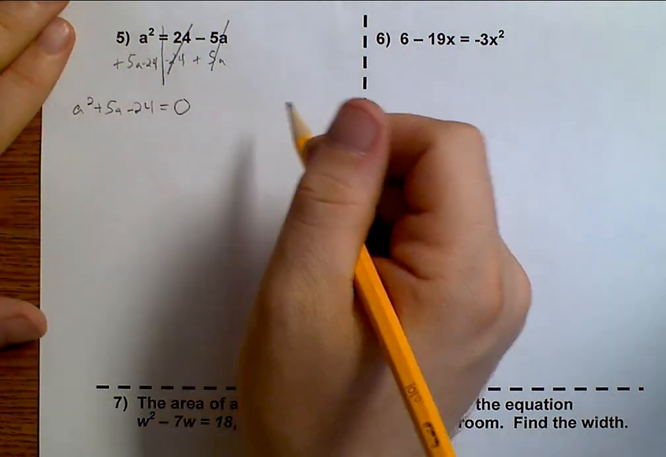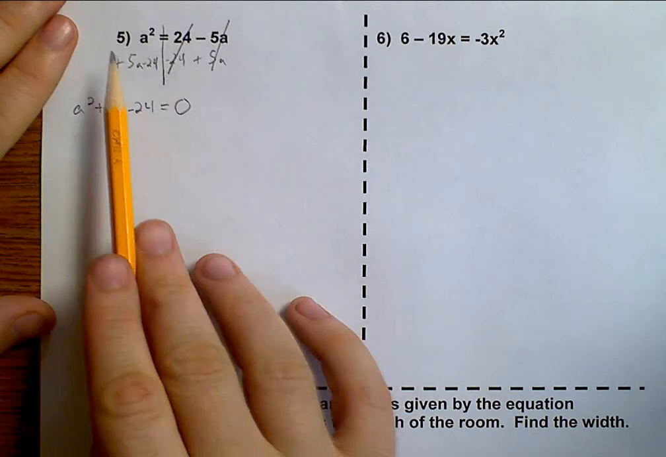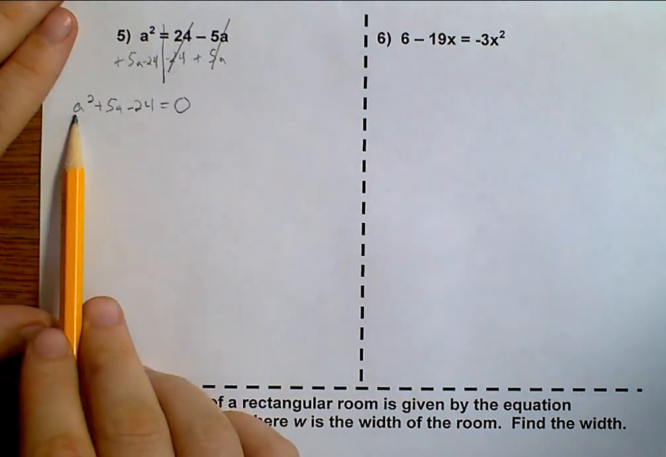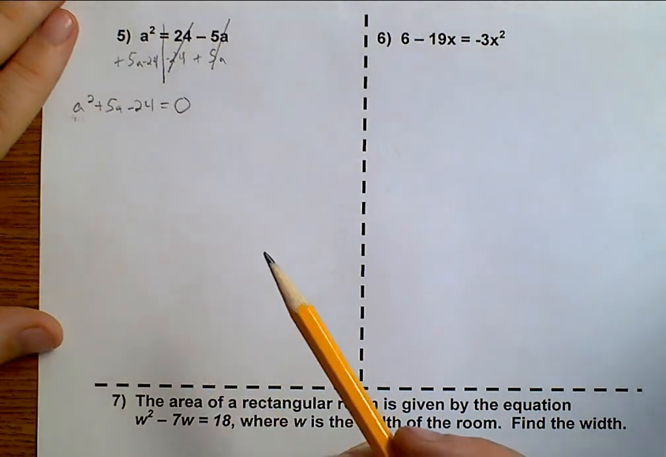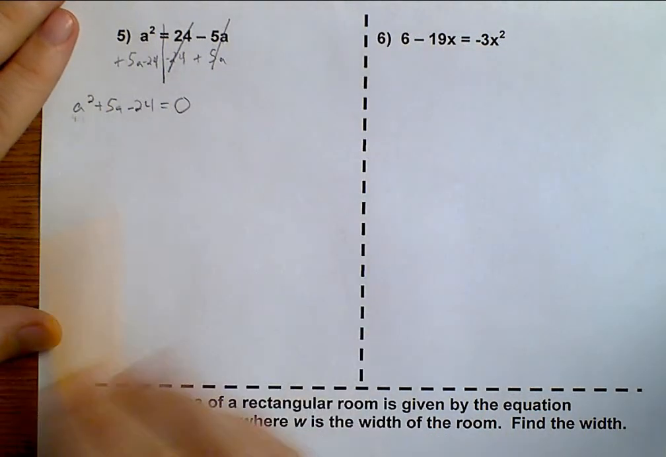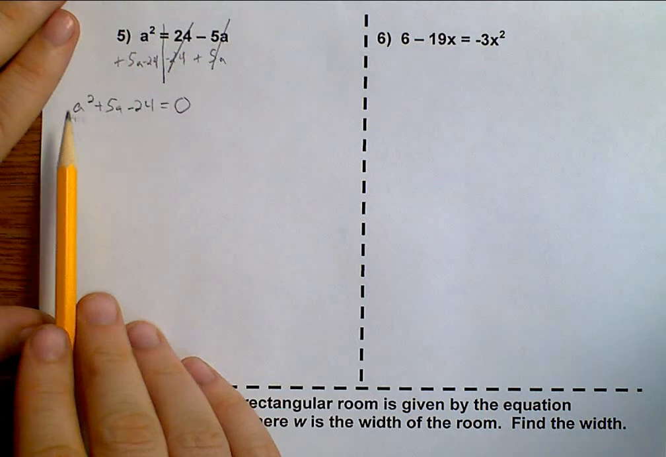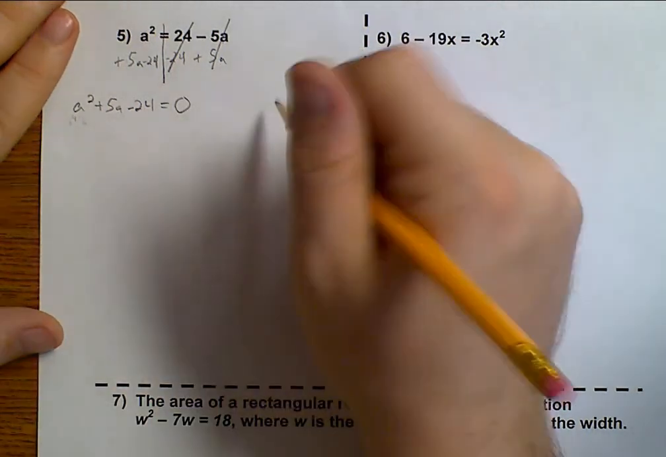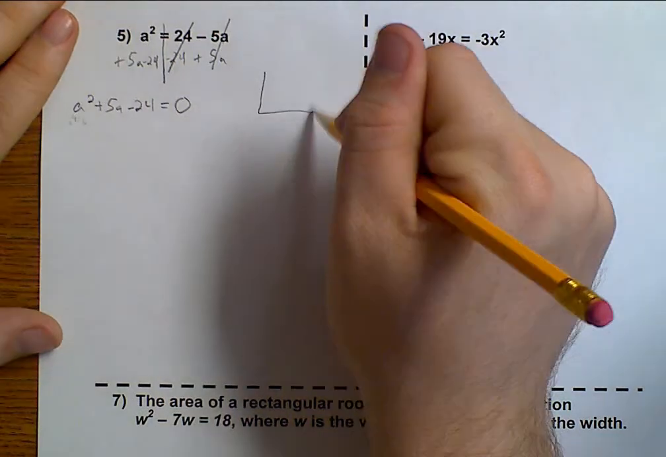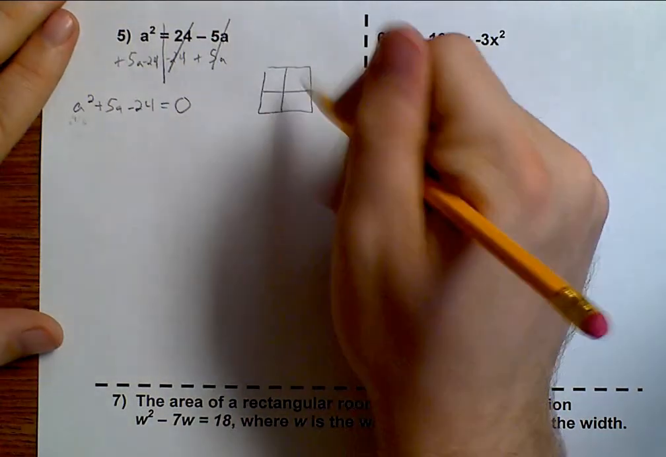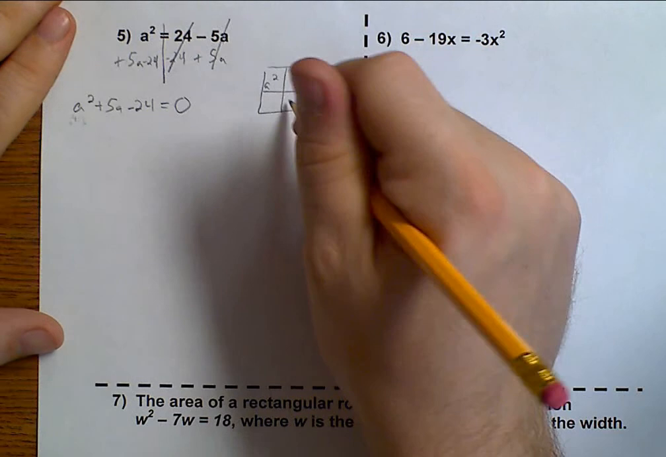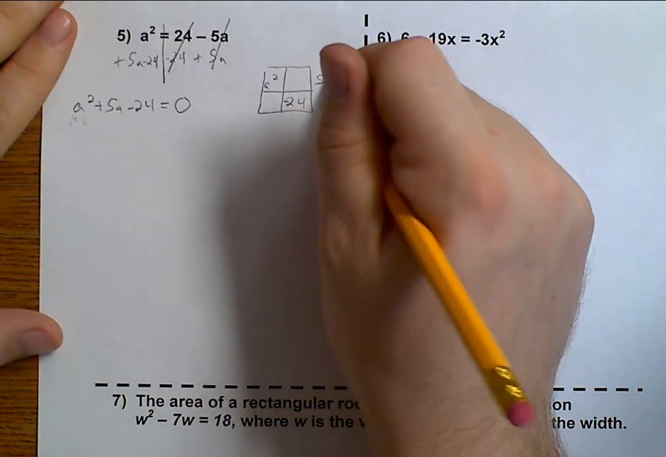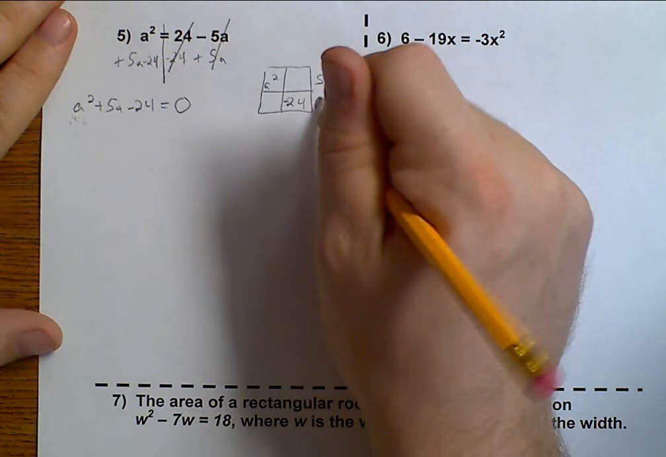Now, you may be asking, why did I move two things instead of just moving one? Well, the reason is that I want this a squared term to be positive. That's going to make this a whole lot easier if this term is always positive. Let's go ahead and do our box. We have a squared, negative 24, a sum of 5a, a product of negative 24a squared.